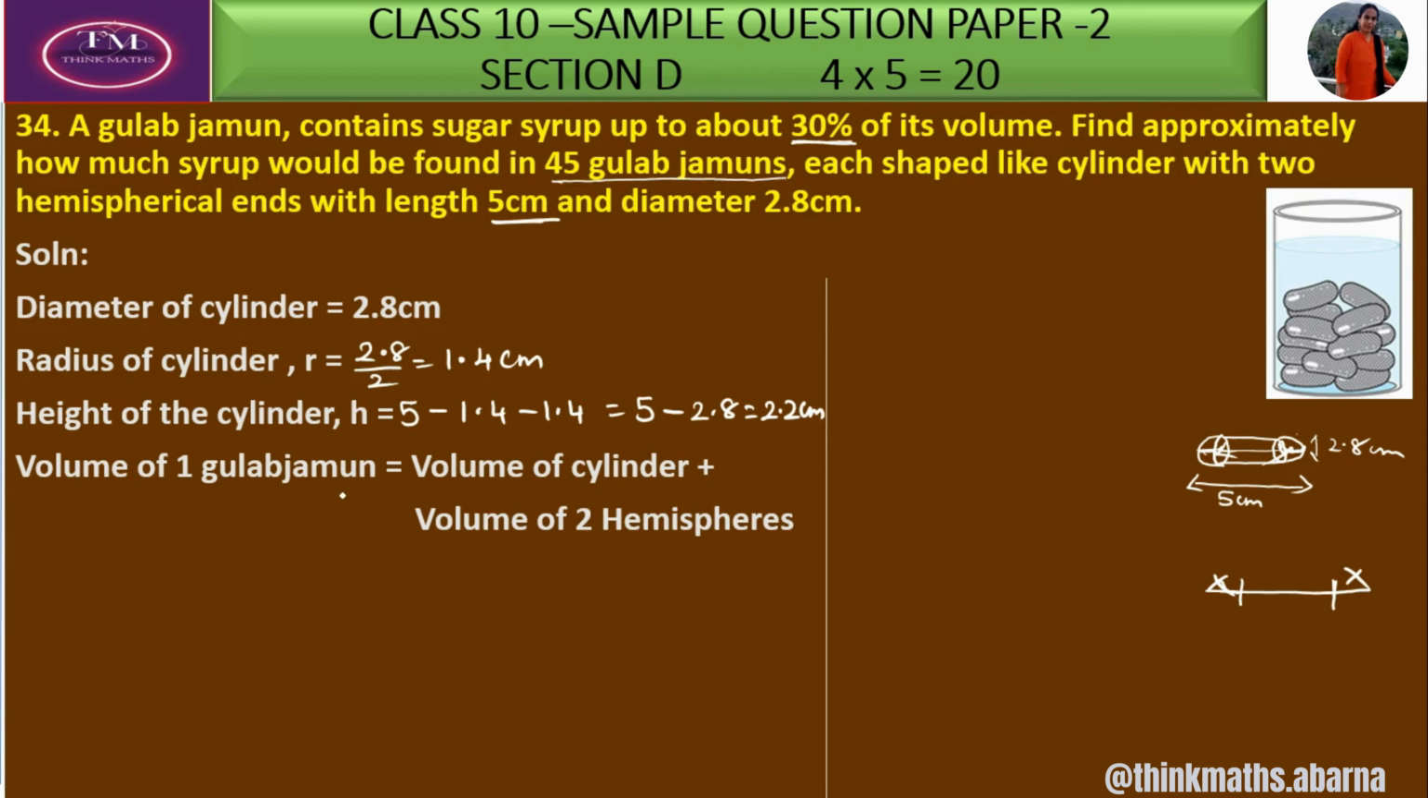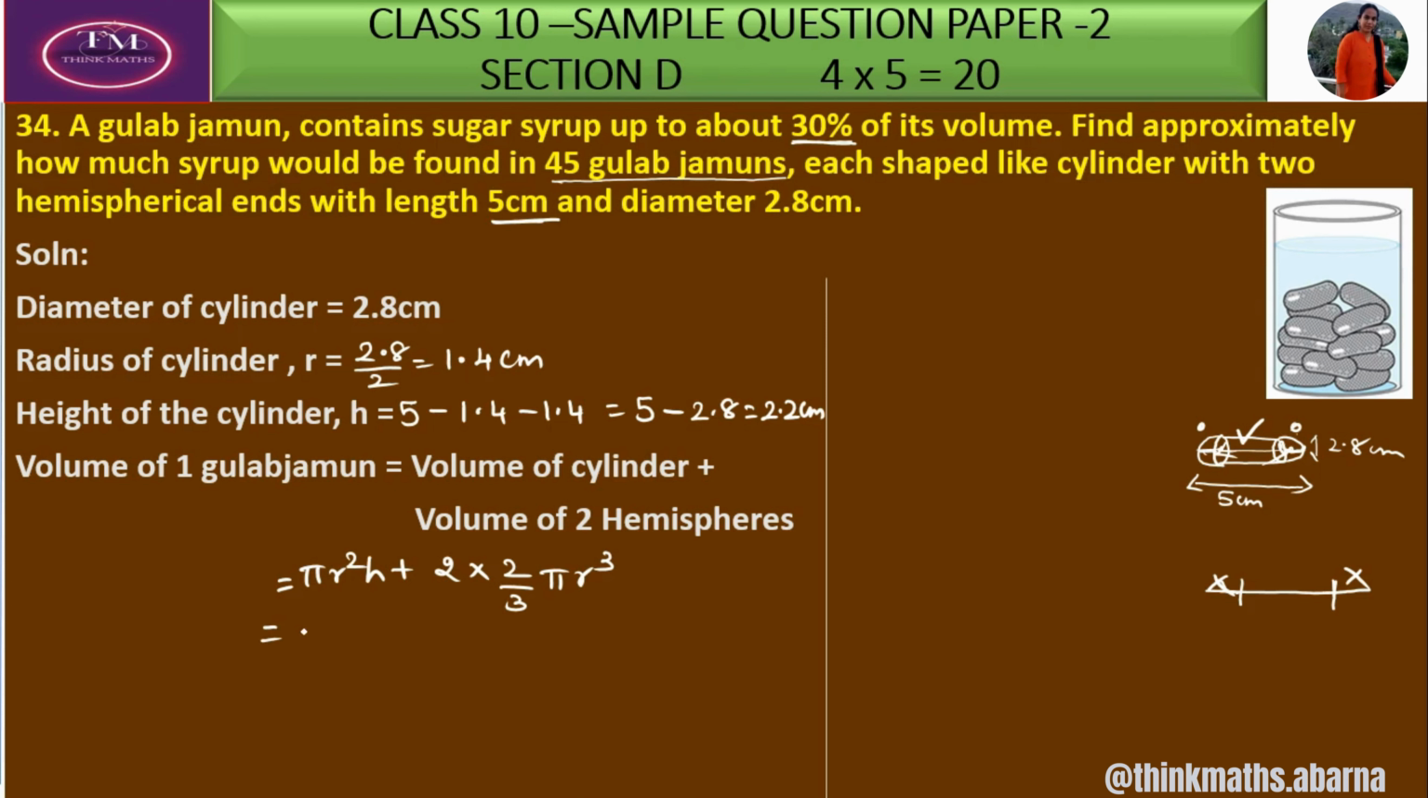So what is the volume of one gulab jamun? It is nothing but the volume of one cylinder plus the volume of two hemispheres. If you add both the volumes, you will get the total volume of the gulab jamun. What is the formula for the volume of the cylinder? Volume of cylinder is pi r square h, plus the volume of two hemispheres, so 2 into, the volume of one hemisphere, which is 2 by 3 pi r cube.